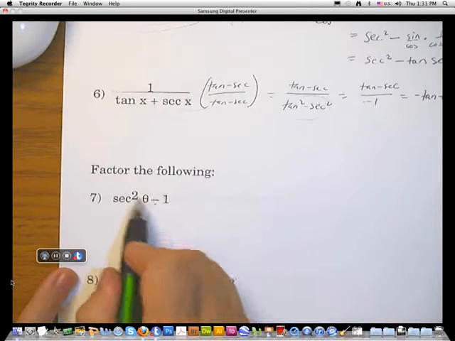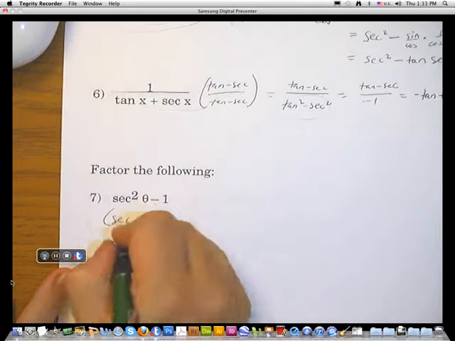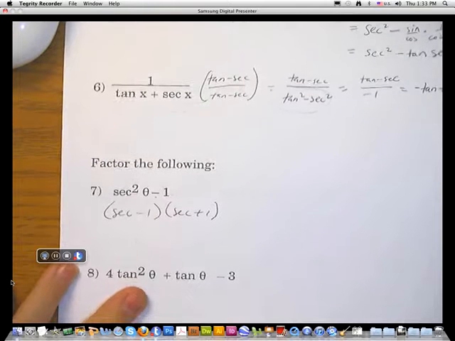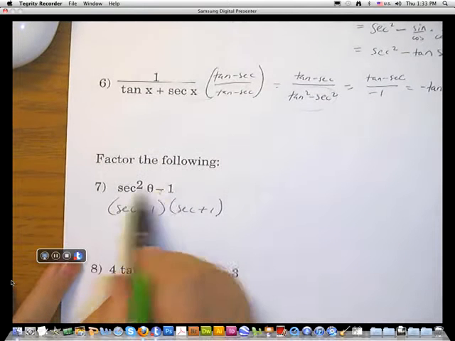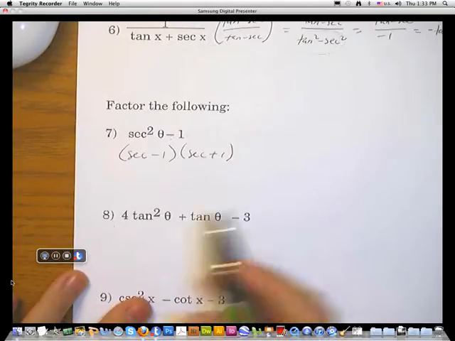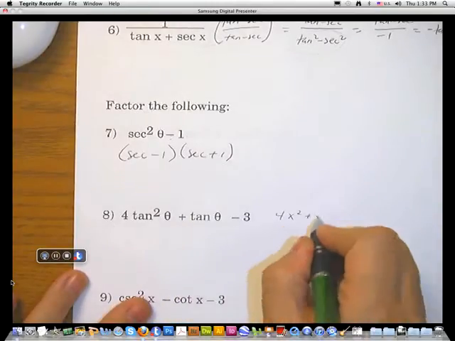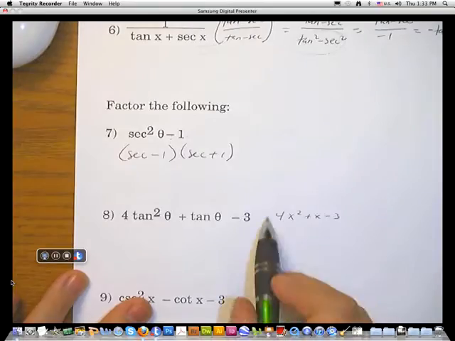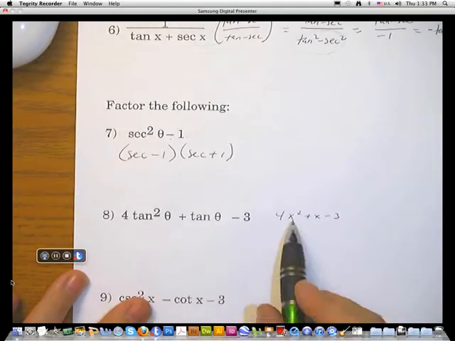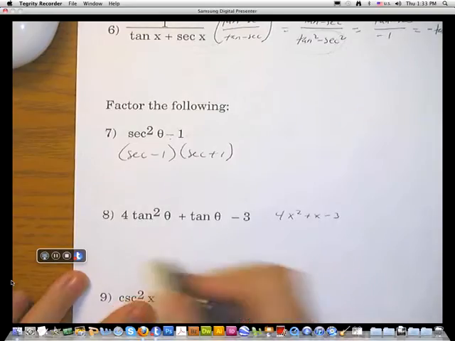Factor, this is a difference of two perfect squares. So secant minus 1, secant plus 1. It's the same as difference of two squares. This is the same as any kind of quadratic. Think of it as like 4x squared plus x minus 3. You can factor this, you can factor with tangents. It's just instead of an x, it's a tangent.